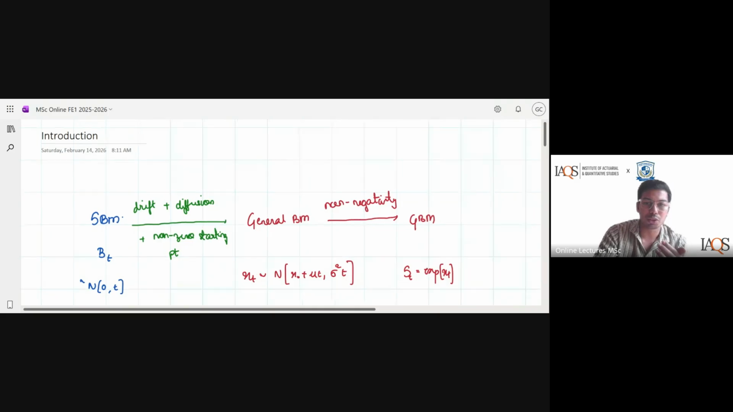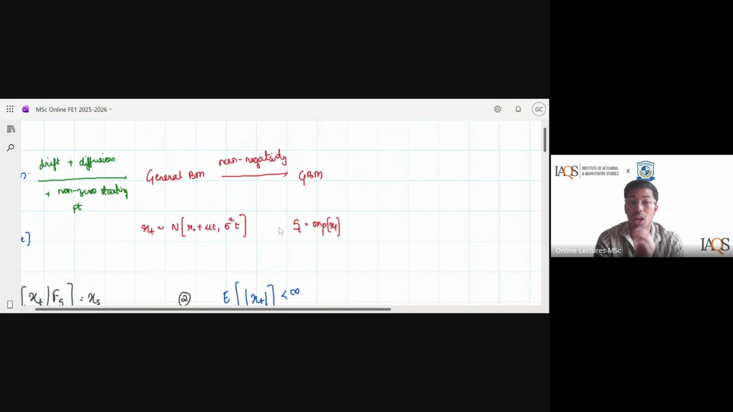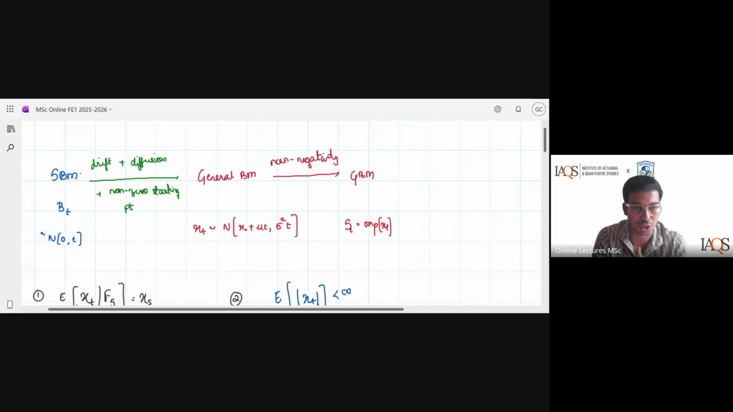So we started with the revision of Brownian motion, wherein I have my standard Brownian motion. I accounted for my drift, diffusion, and non-zero starting point, and came to general Brownian motion. In general Brownian motion, I accounted for non-negativity and came to geometric Brownian motion. My standard Brownian motion is Bt following normal 0, t. General Brownian motion is Xt following normal. I multiplied by sigma square, which is diffusion, added my drift, which is mu into t, and added my non-zero starting point, which is x0. After that, I know geometric Brownian motion is simply an exponential of general Brownian motion.